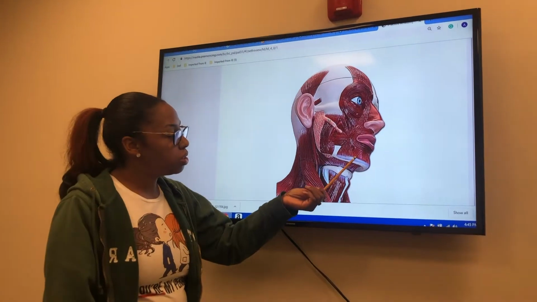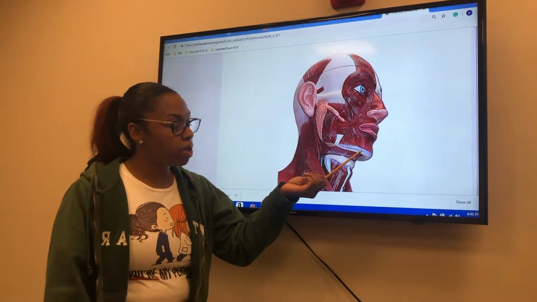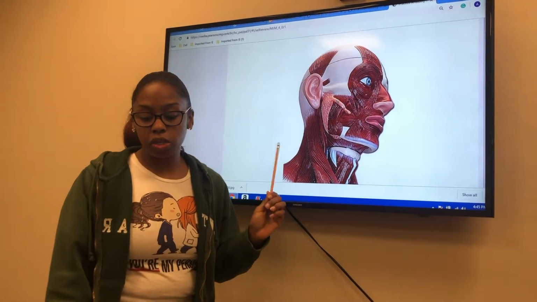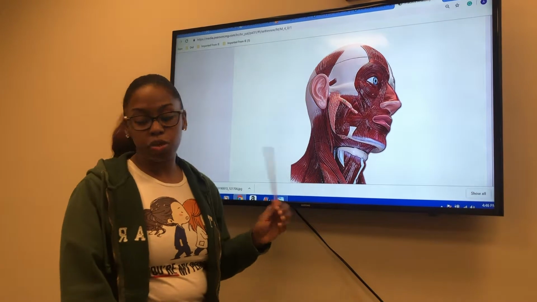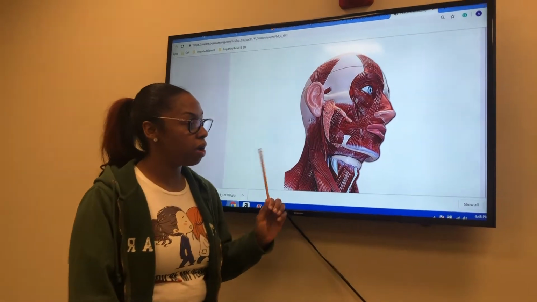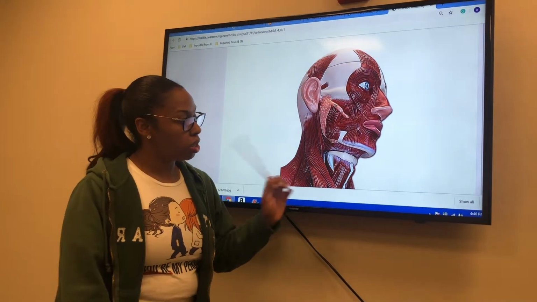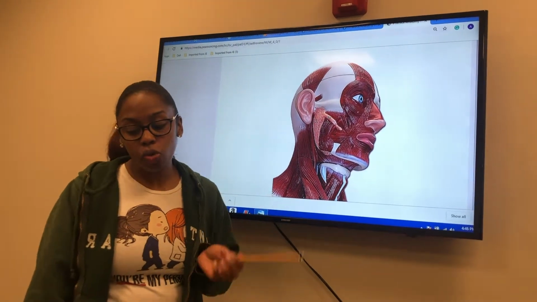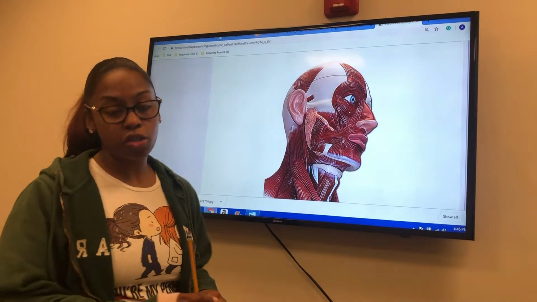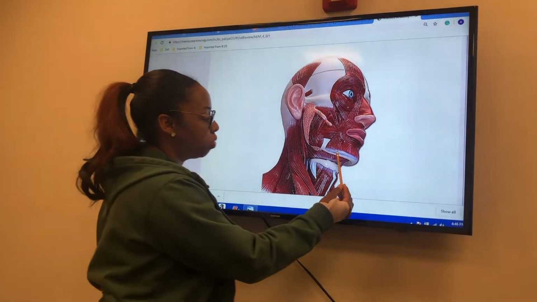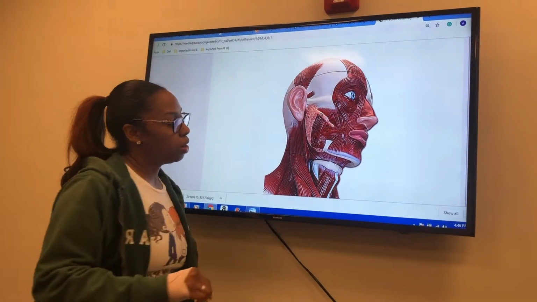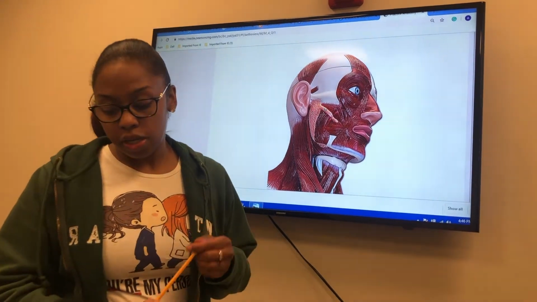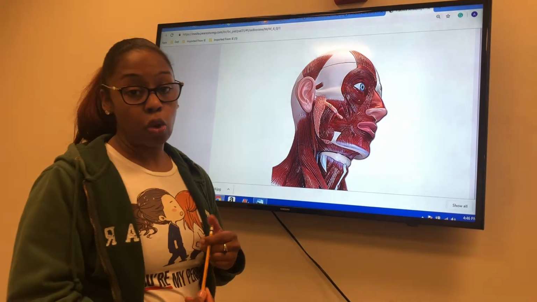This muscle is the depressor labii inferioris. Its responsibility is to depress and draw back the lip. Its nerve is also a facial nerve, and its origin is the outer surface of the mandible, so down here. And its insertion is the skin of the lower lip.